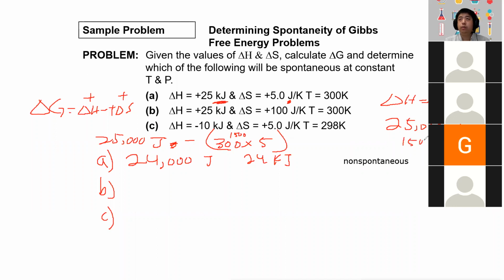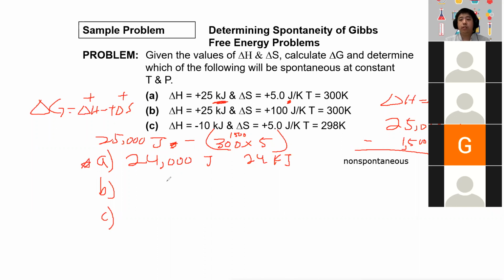So 25,000 minus 1,500 gives you about 23.5, give or take, okay? Does that make sense? The person who couldn't figure out the first one.